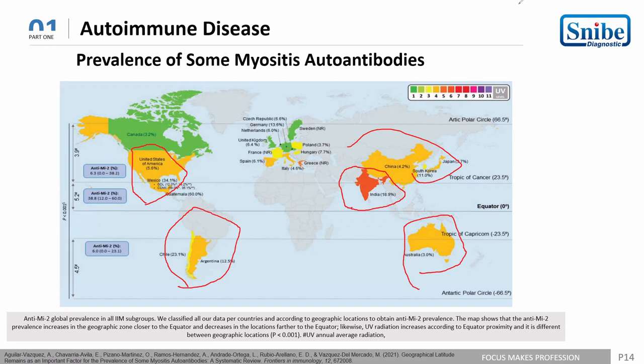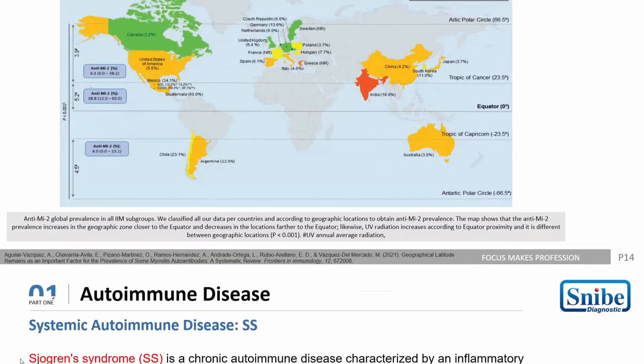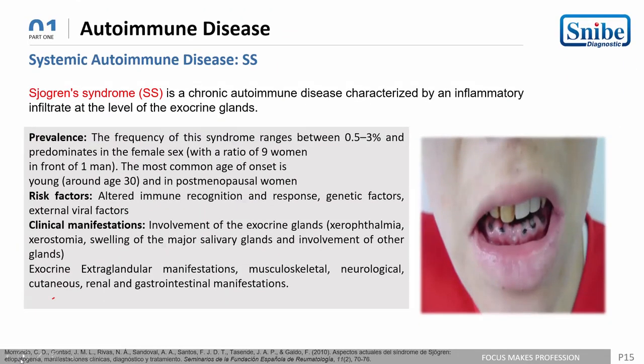So this is the overall prevalence of myositis autoantibodies, on the basis of which we can see that those countries with high UV exposure have a higher probability. The next systemic autoimmune disease is Sjogren's syndrome, SS.